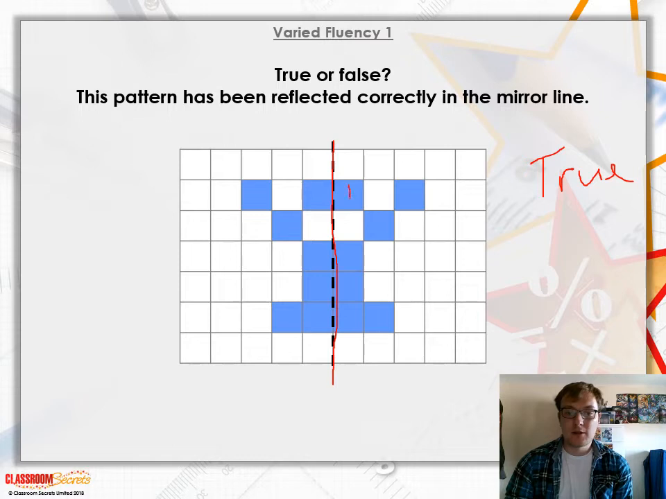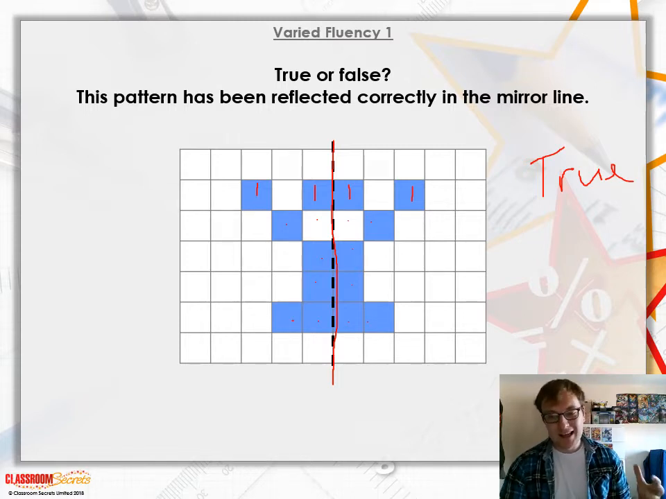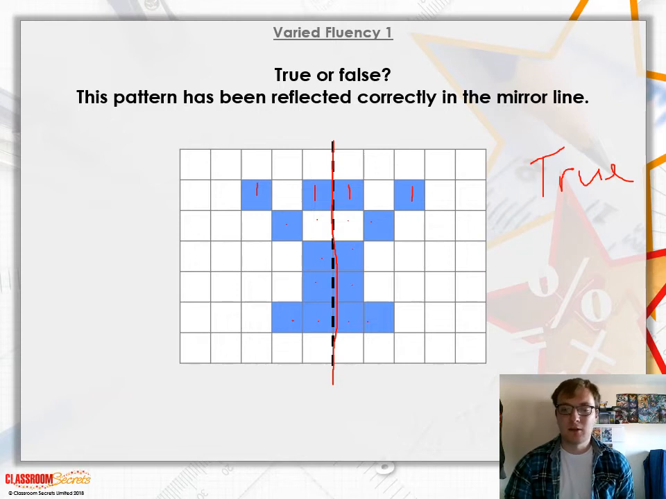Next, another technique you could do is counting squares. So you could start with this square here. So you've got one, and then you've got a white one there, white one there. You've got another one there. So they're correct. So you've got white one there, blue, blue, blue, blue, blue, blue, and all the blues there. So you can do counting squares as well to check if it's been reflected correctly. So this first question, true. That pattern has correctly been reflected in the mirror line.